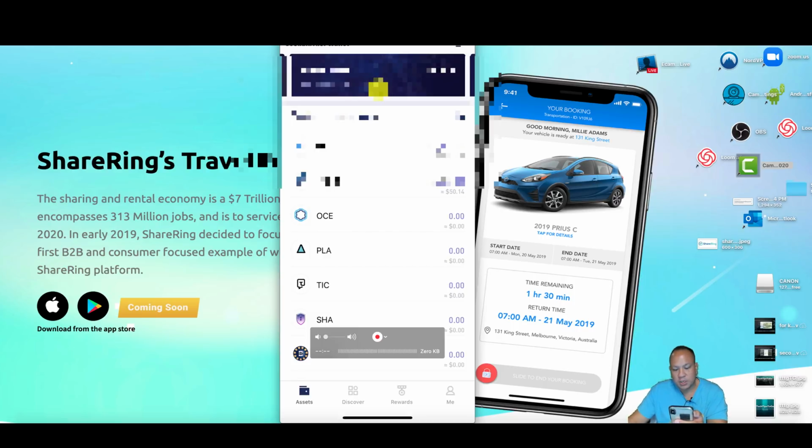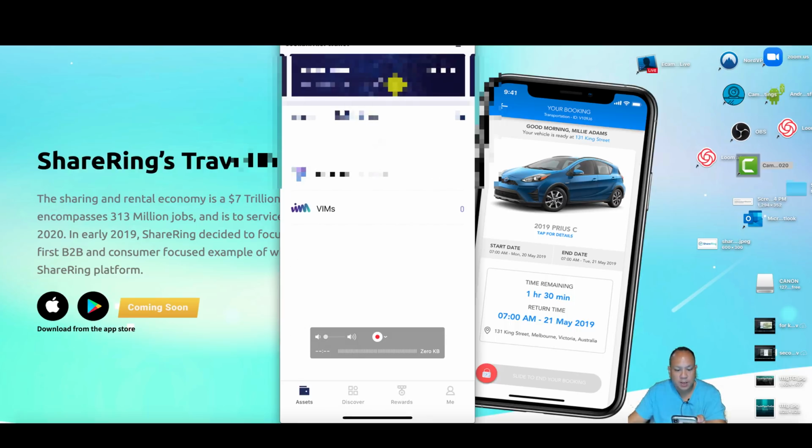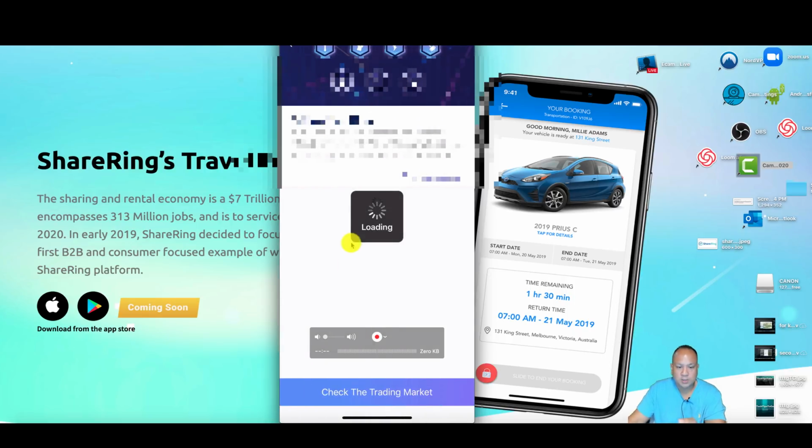So this is the VeChain Thor wallet, and if you go to collectibles, this is one of my accounts, or one of my addresses, and you could have multiple addresses. If you go to collectibles and select VeChain Thor node, and you click check the trading market.